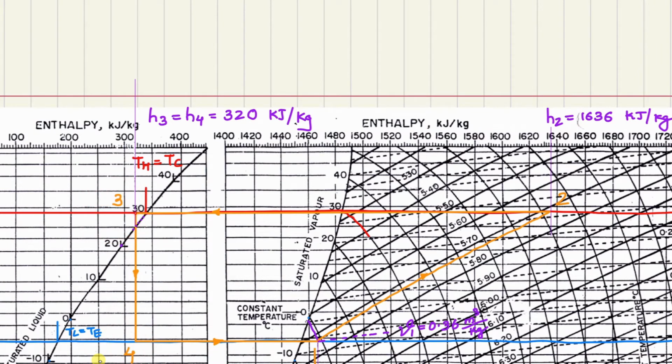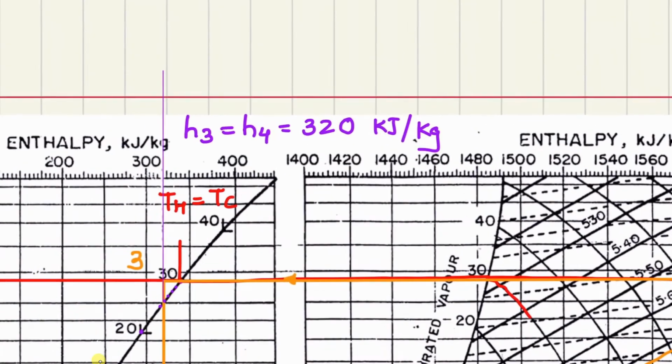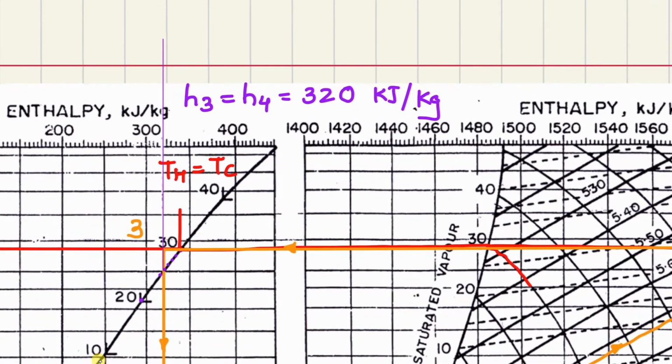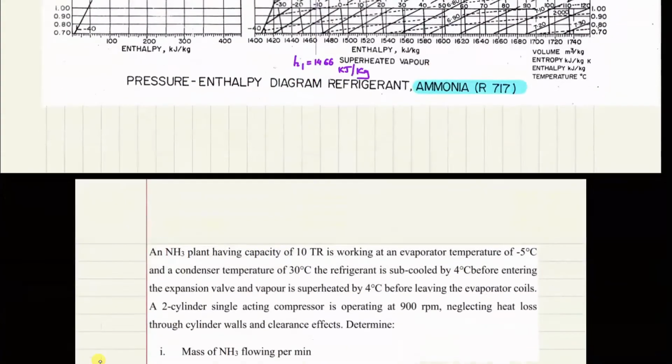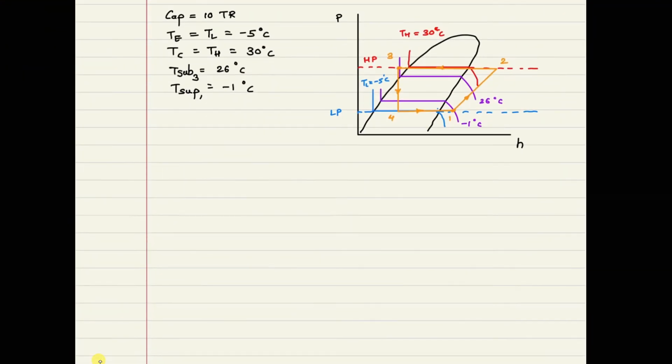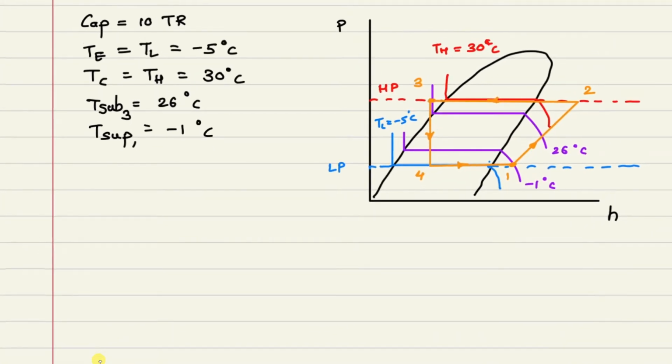So extend this point and we'll read this value. So H3 is equal to H4, equal to approximately 320 kilojoule per kg. Okay. Now after getting the enthalpy values, we have to write down these values. We have read the values, so I'll write down from the pH chart.